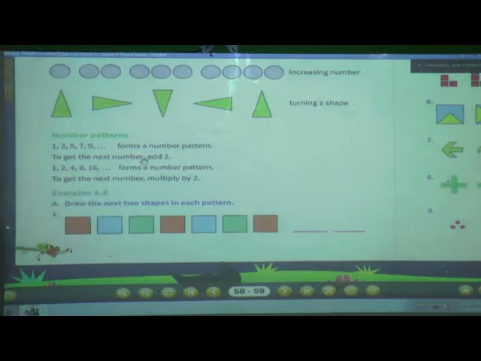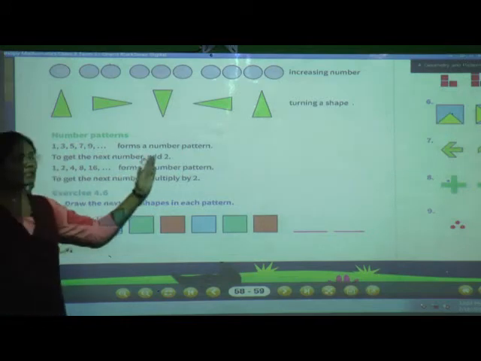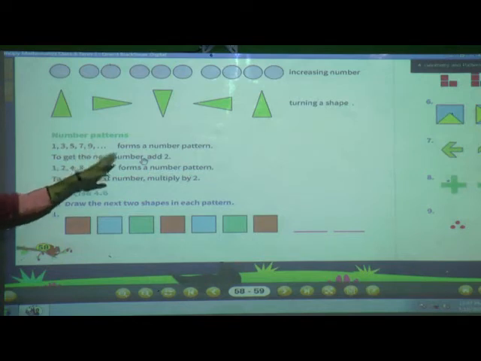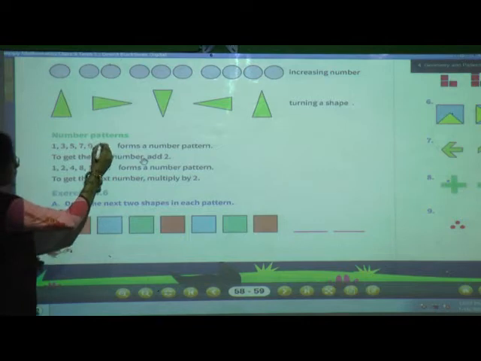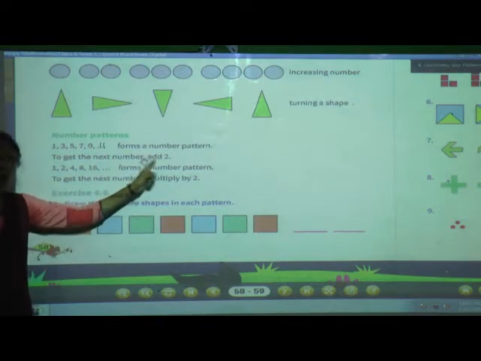If we will add 2 to 1, then we will get the next number, that is 3. Then add 2, 3 plus 2, 5. Again if we will add 2 to 5, 5 plus 2, 7. Again add 2, 7 plus 2, 9. Then we can continue the pattern by adding 2. So if we want to write the next number, we can add 2 to 9, 9 plus 2, 11. So to get the next number we have to add 2.